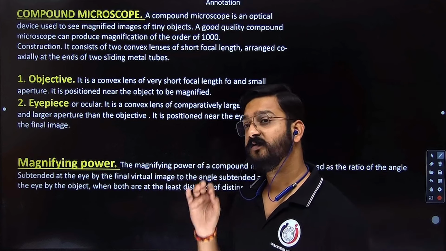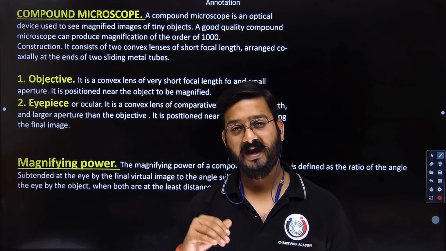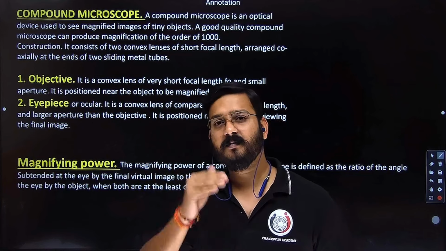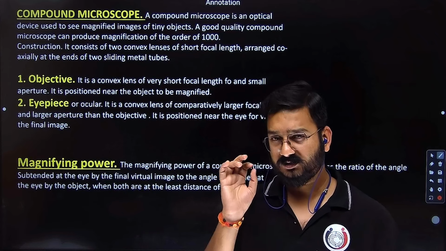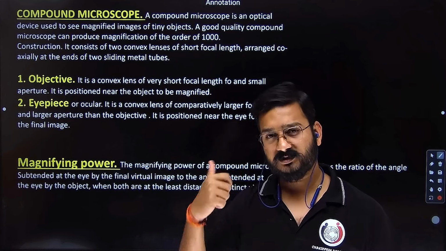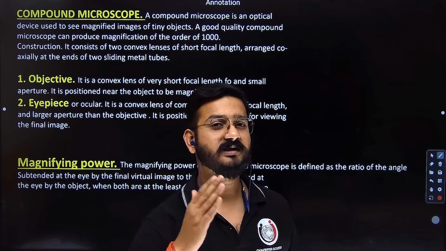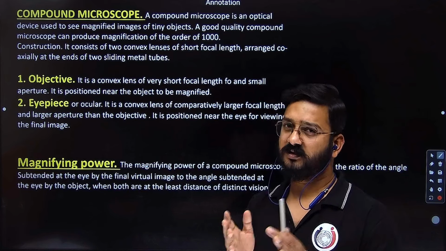In a compound microscope, the focal length and aperture of the objective will be a bit smaller as compared to the focal length and aperture of the eyepiece. And why is it called the objective? Because it is close to the object.